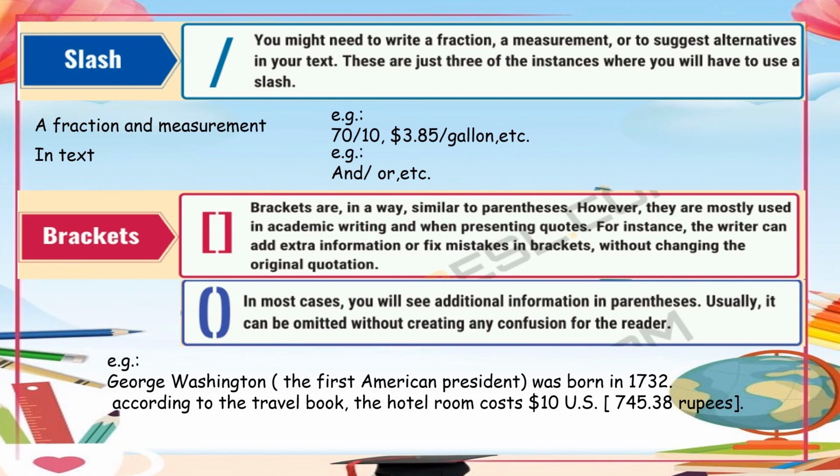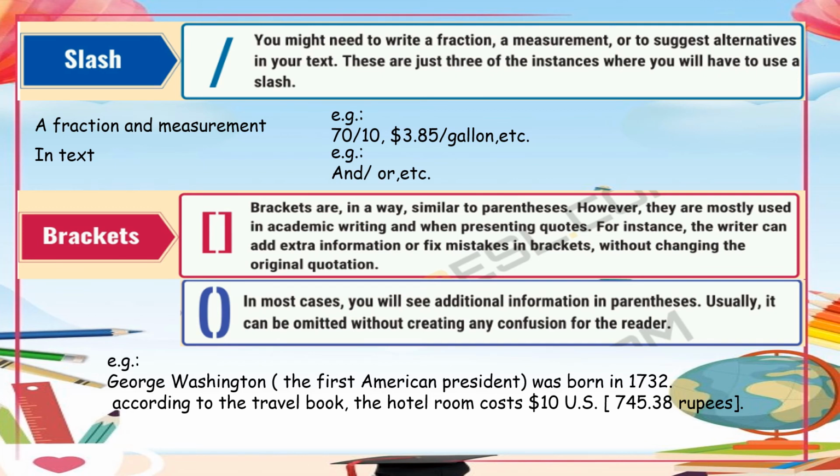Slash we often use in a fraction and measurement or in a text, like $3.85 per gallon. So for that, per gallon, I put a slash. In brackets we have two kinds, square and circle brackets. Even circle brackets are called parenthesis in proper English. It's not curve or circle brackets. In proper English it is called parenthesis, and square brackets are called brackets itself. So George Washington (the first American president). To describe the person here, the first American president, I have used parenthesis, that is curve brackets.